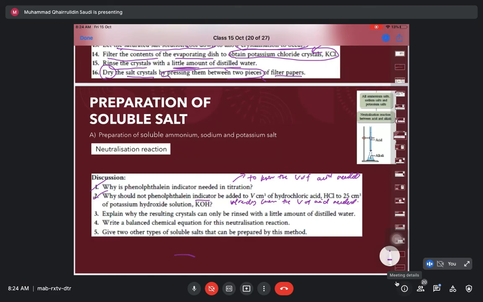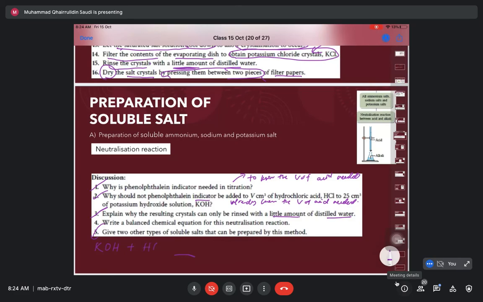Explain why the resulting crystals can only be rinsed with a little amount of distilled water. We have answered this earlier. Write a balanced chemical equation. Okay, balanced chemical equation: potassium hydroxide plus which acid was it earlier?